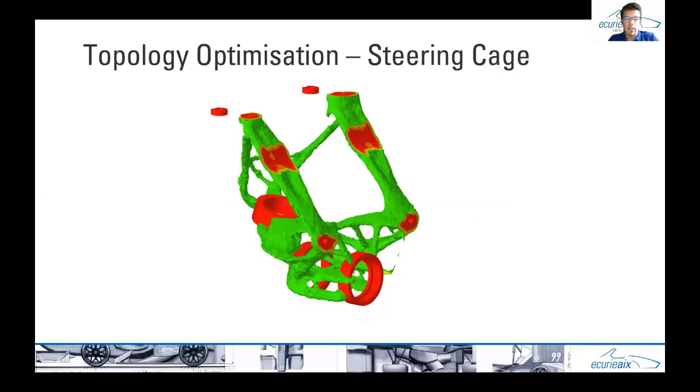It's always exciting to see those results from topology optimization, because you can learn a lot about the load paths from these different forces, and also for different materials when you try it out. It looks a little bit different every time. And so yeah, this was our result for the steering cage.